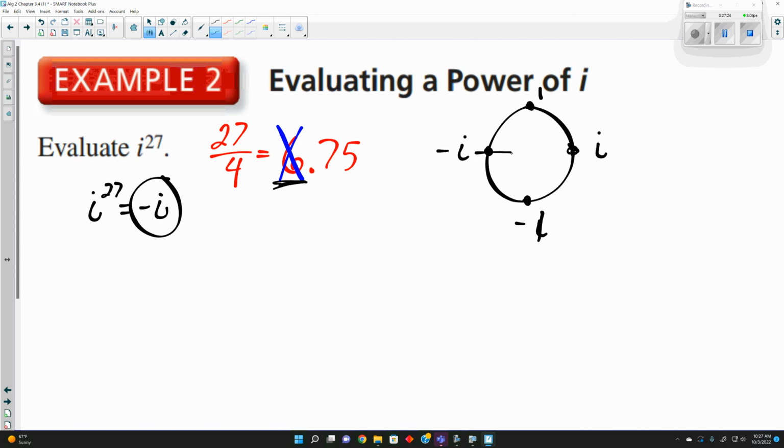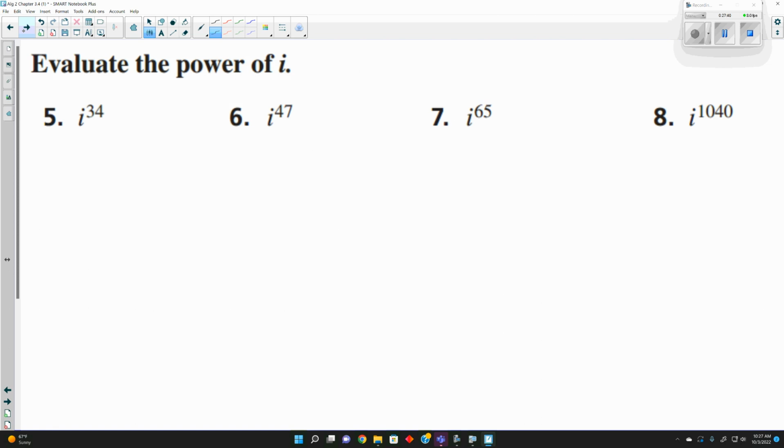Knowing that i squared is negative 1 is helpful, because when we multiply, they bring them up on the ACT, where you have to multiply these together or simplify. Knowing that solves them a little bit quicker. We'll look at multiplication most likely tomorrow.